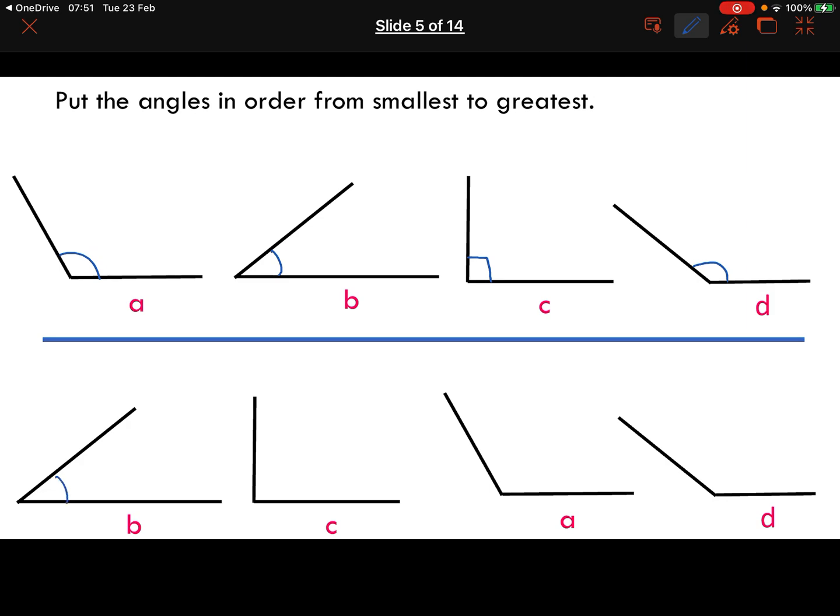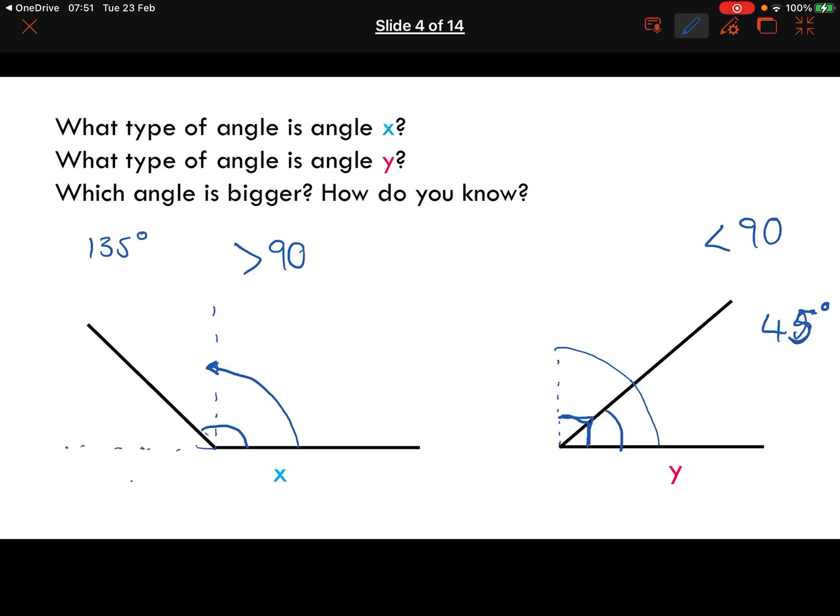So here we go. Smallest. How do I know that one goes there? Well, I know that this one is 90, or near enough. 90 degrees. Always remember the degrees. Did I remember it back here?